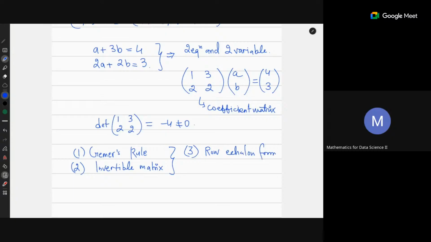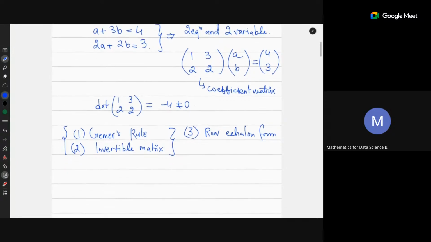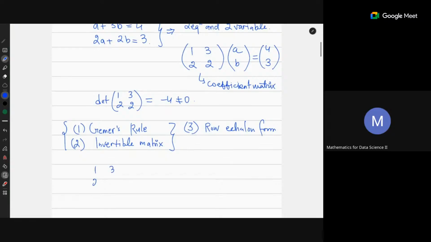So these first two things are computational. Let's start with row reduction. Let's perform the row operations. So it is 1, 3, 2, 2. First we need to write down the augmented matrix, so the augmented matrix is this. Now we want to convert the coefficient matrix into row echelon form. So what will be your operation?